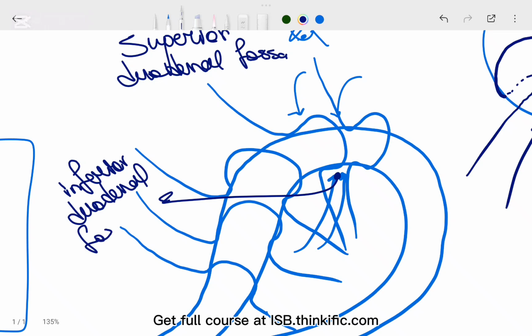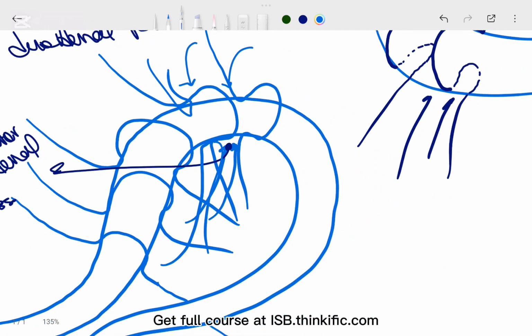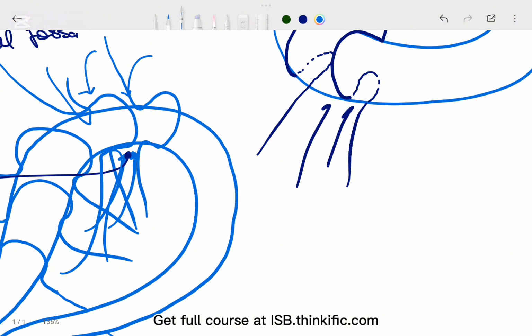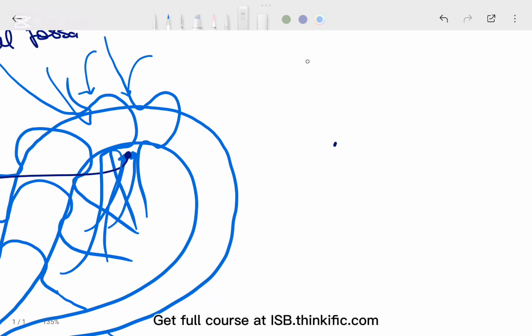Again, with these fossae, a bowel loop may stick itself either here or here, above or under the DJ junction, in the superior or inferior duodenal fossa. Another fossa is just next to the DJ flexure, which is the most important fossa, just to the left of the DJ flexure.